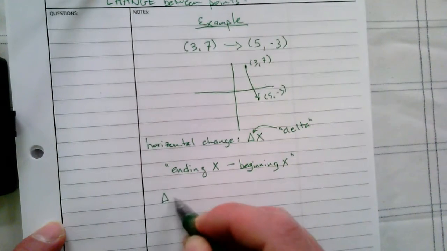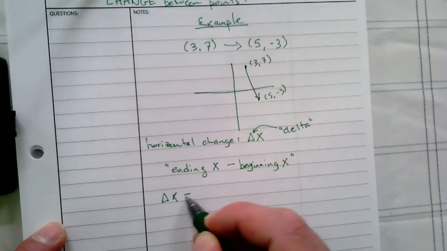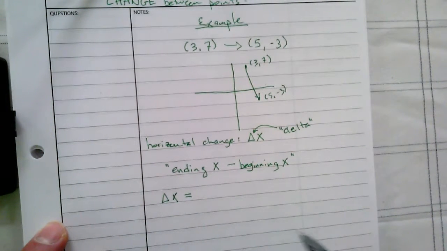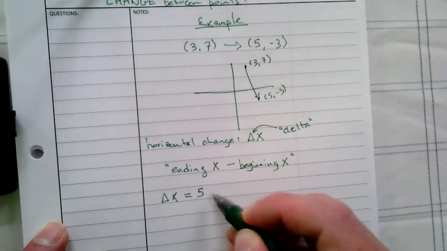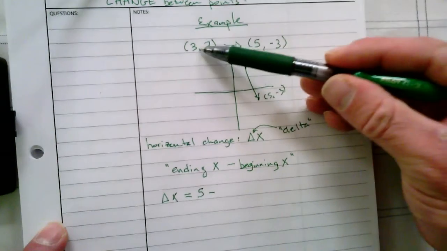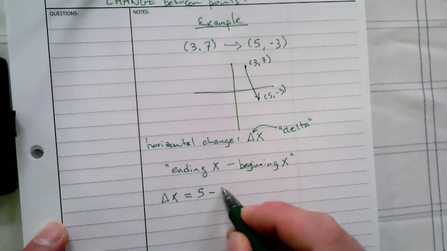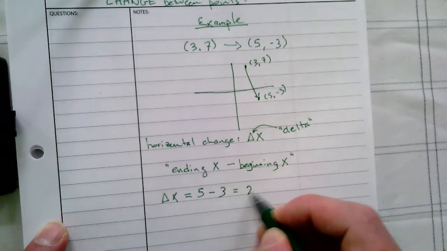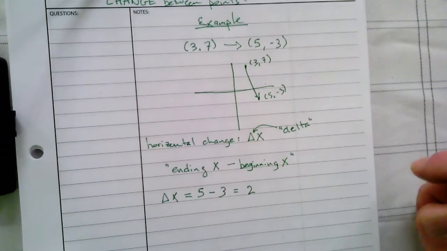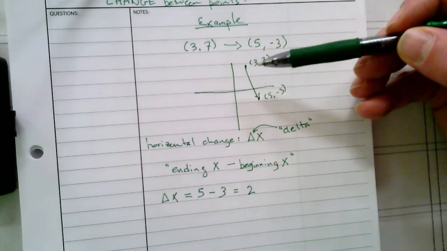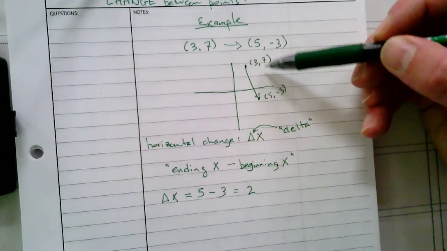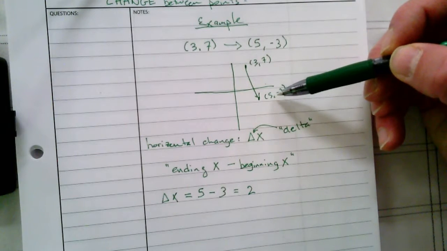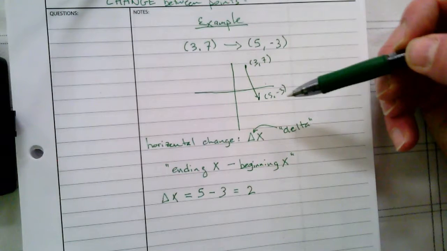So here, our delta x equals our ending x coordinate, which is 5, minus our beginning x coordinate, which is 3, and our change is 2. If you look at it here in our little rough graph, we've moved from an x coordinate of 3 to an x coordinate of 5. We've moved 2 spaces forward.